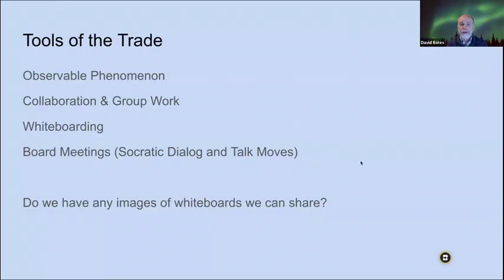As we talked about earlier, we use whiteboards extensively to help kids represent their thinking, and then to share their thinking with other groups of students. We call those board meetings. They're basically Socratic dialogue and talk moves. And in a modeling training session, there's extensive help for teachers using and working with students doing Socratic dialogue.